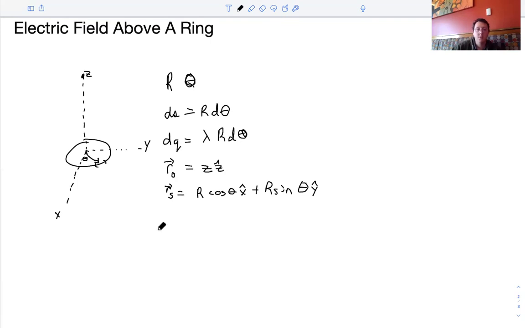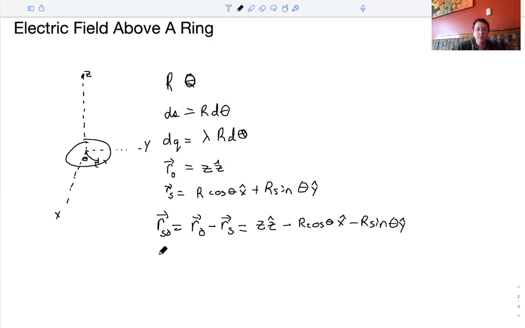Okay, remember, next up we want r_SO. It's important that you remember that that's r_O, final vector, minus initial. So that's going to be z hat minus R cos theta x hat minus R sine theta y hat. Okay. All right.